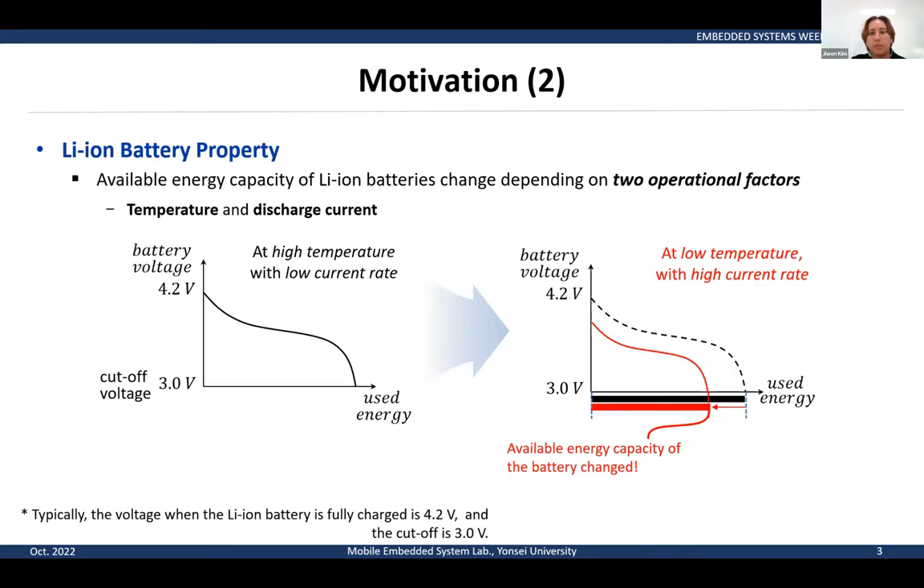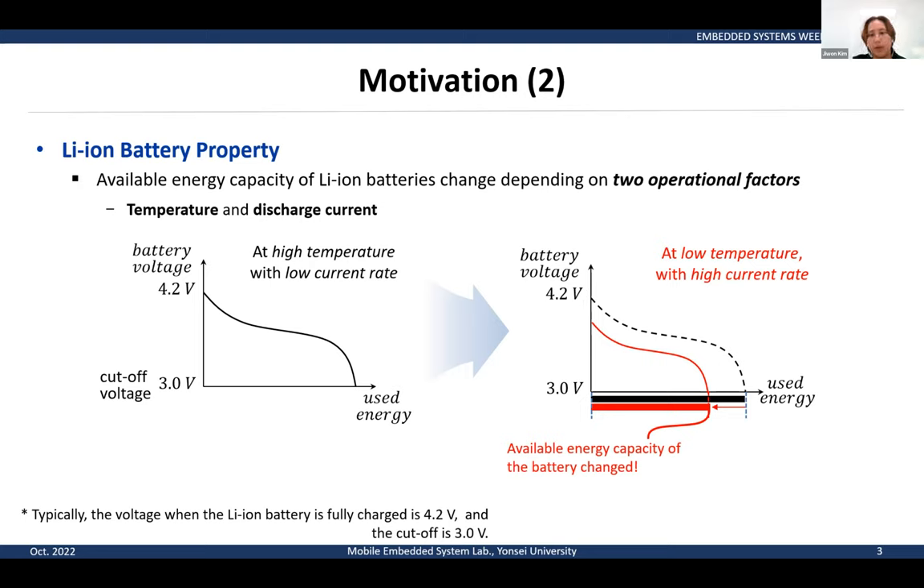However, the available battery capacity changes depending on two operational factors, the temperature and discharge current. Looking at the graph on the left, lithium-ion batteries can operate in a specific voltage range, typically 4.2 to 3 volts. This graph shows the battery voltage when discharging at high temperature with low discharge current, conceptually.